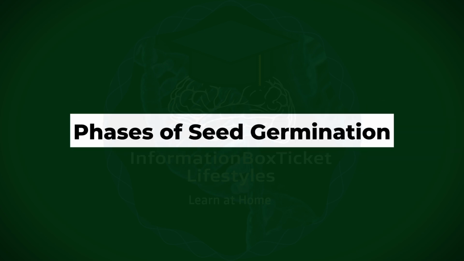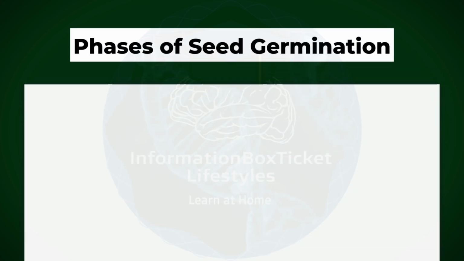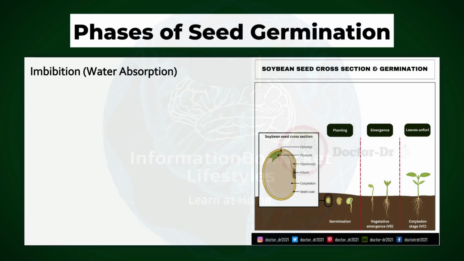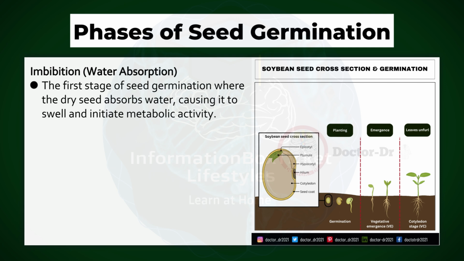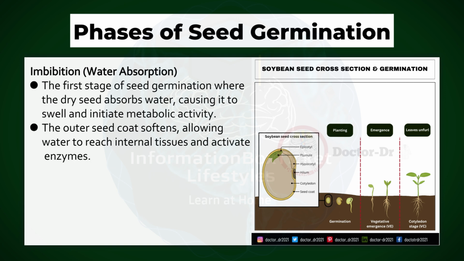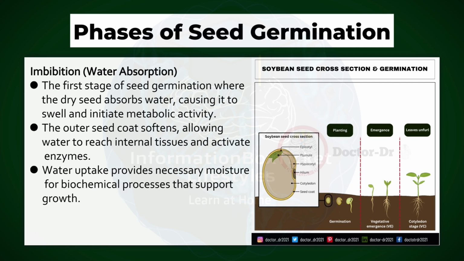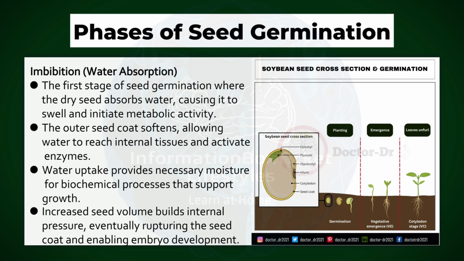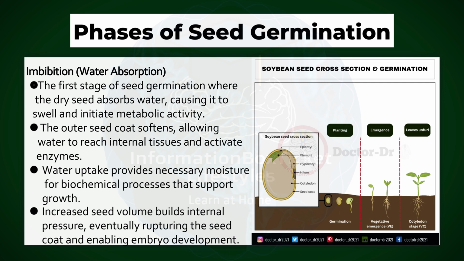Phases of seed germination. Imbibition, water absorption. The first stage of seed germination where the dry seed absorbs water, causing it to swell and initiate metabolic activity. The outer seed coat softens, allowing water to reach internal tissues and activate enzymes. Water uptake provides necessary moisture for biochemical processes that support growth. Increased seed volume builds internal pressure, eventually rupturing the seed coat and enabling embryo development.